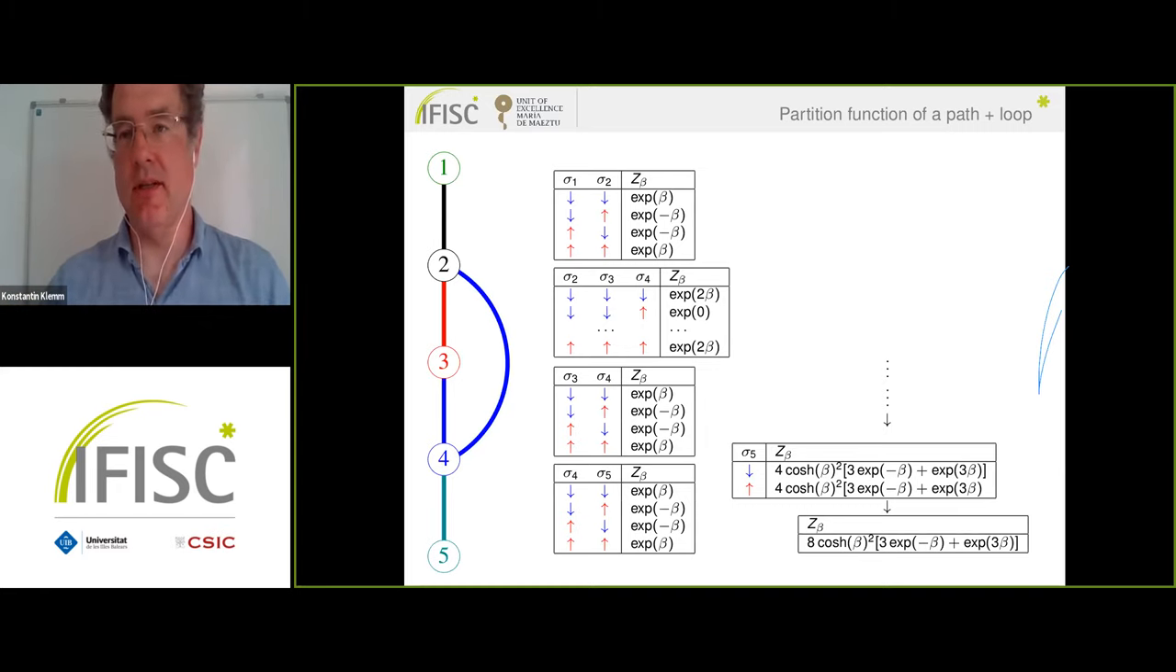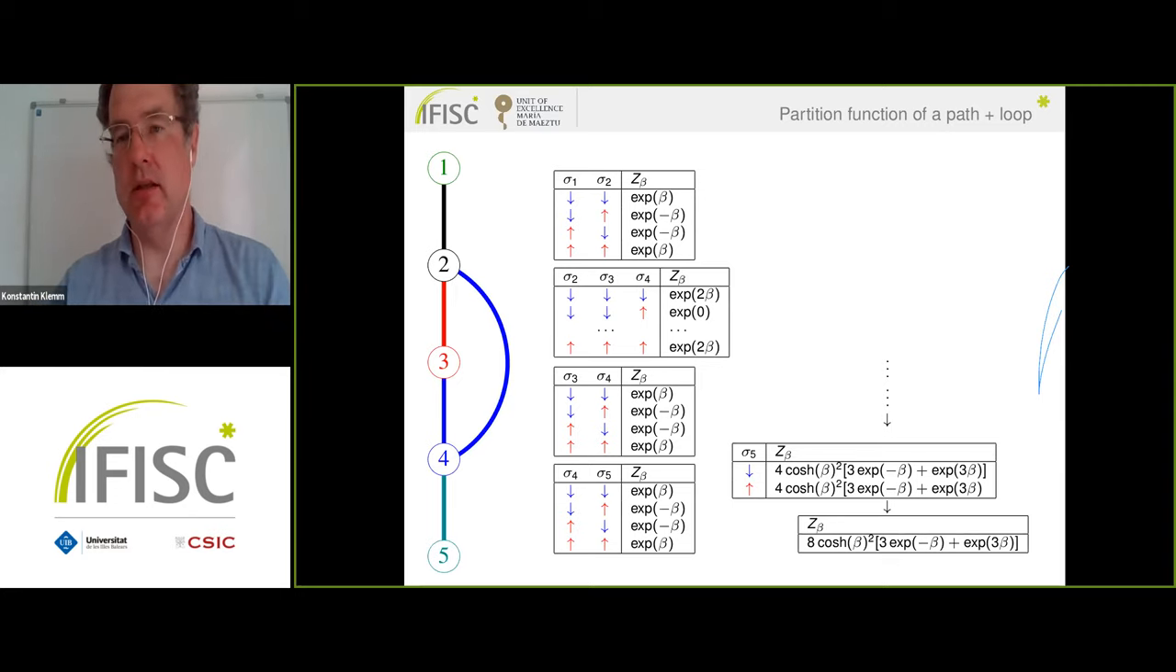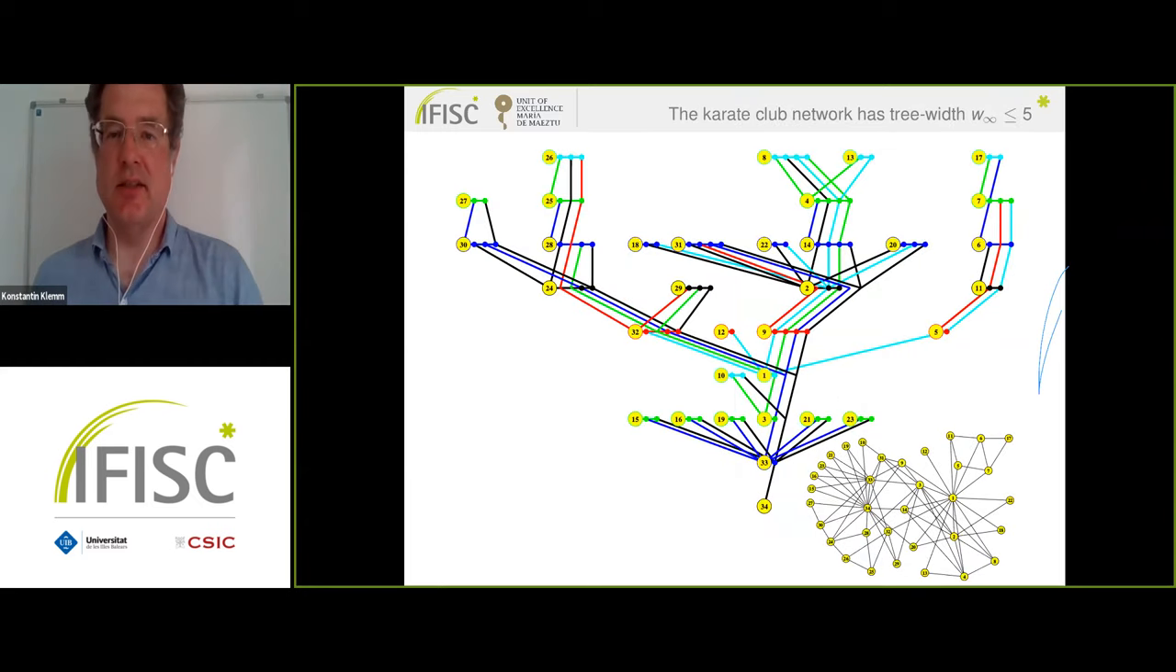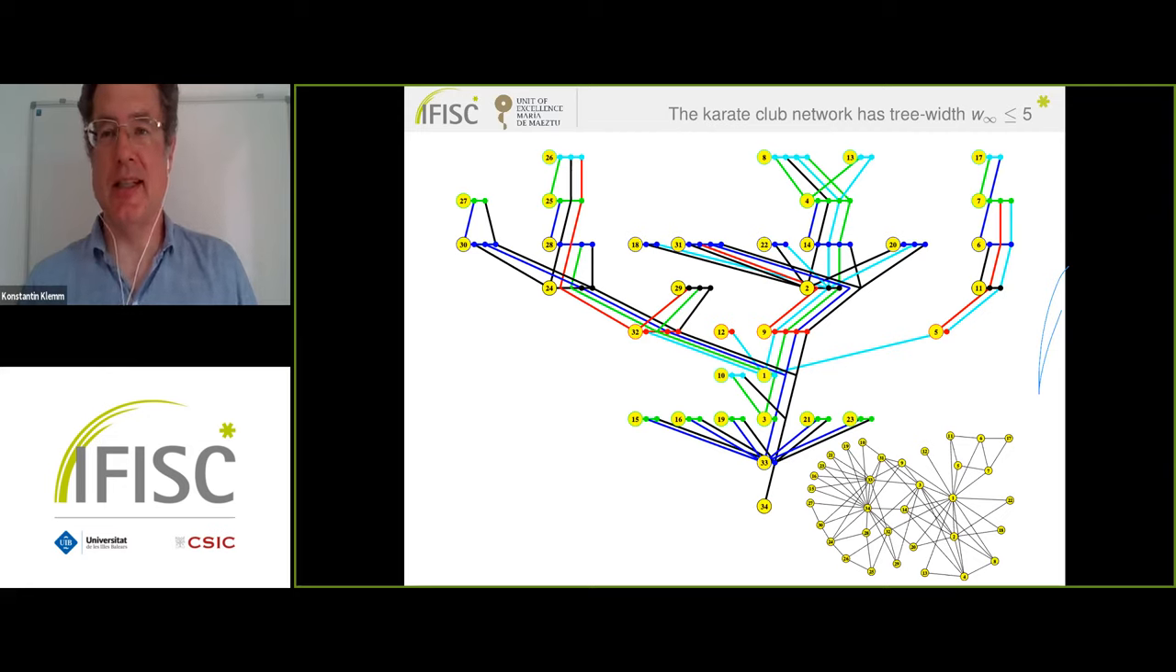So now comes the thing that we can generalize this path plus loop to tree plus loop, and jump directly into the main concept here, which is tree decomposition. Without really formalizing it, tree decomposition means that I arrange the nodes of my network, so these are the 34 nodes of the Karate Club network, in a tree such that all the edges, all the links of the network, are parallel to the tree.